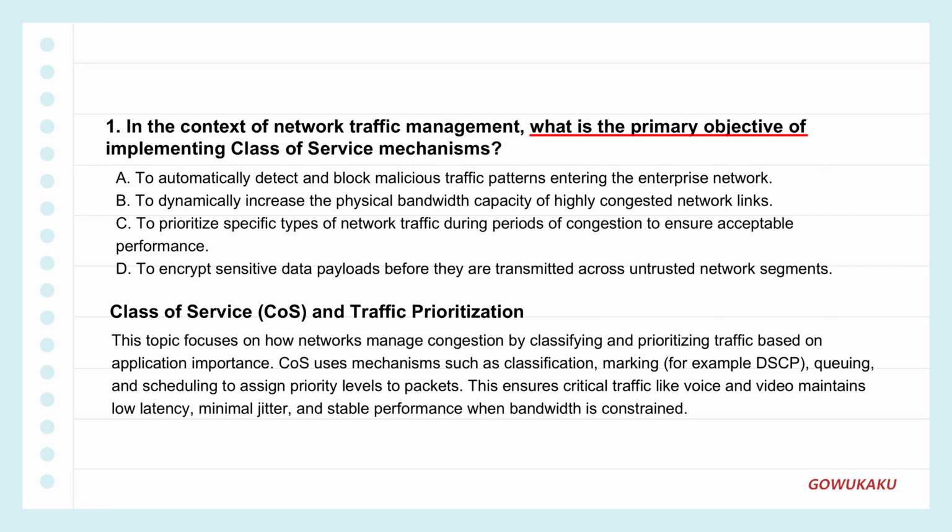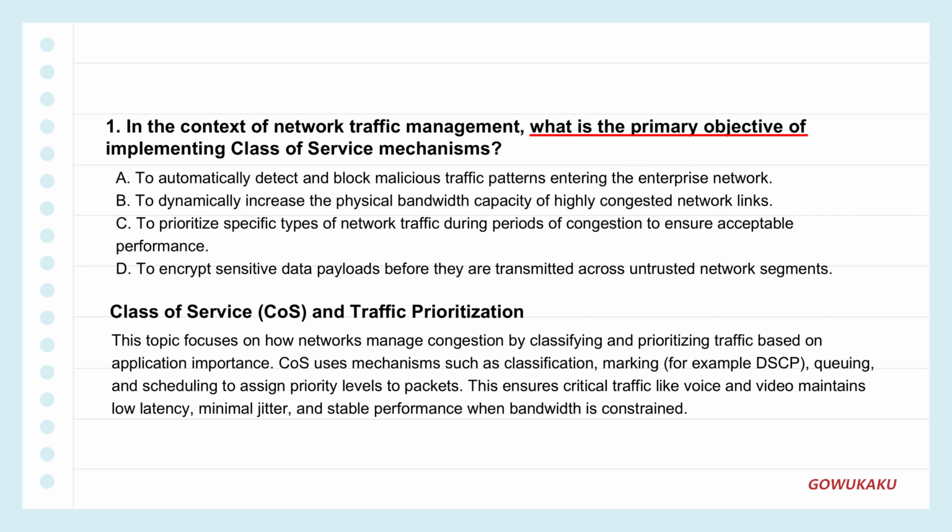Option A, to automatically detect and block malicious traffic patterns entering the enterprise network. Or B, to dynamically increase the physical bandwidth capacity of highly congested network links. And the other two. Option C, to prioritize specific types of network traffic during periods of congestion to ensure acceptable performance. And finally D, to encrypt sensitive data payloads before they are transmitted across untrusted network segments. Okay, so where is your head at with this one?